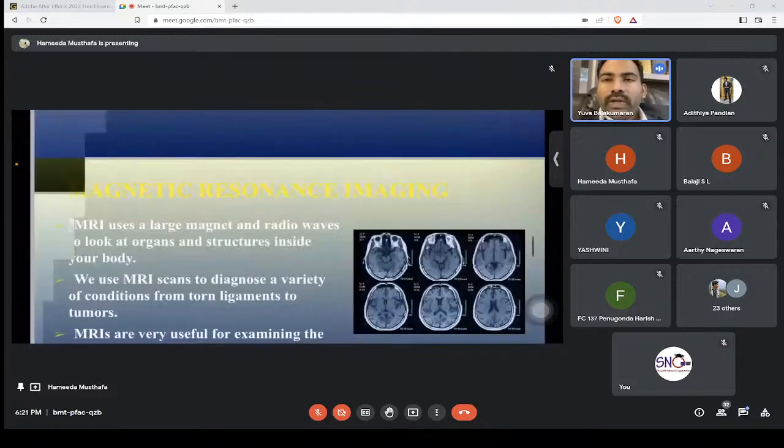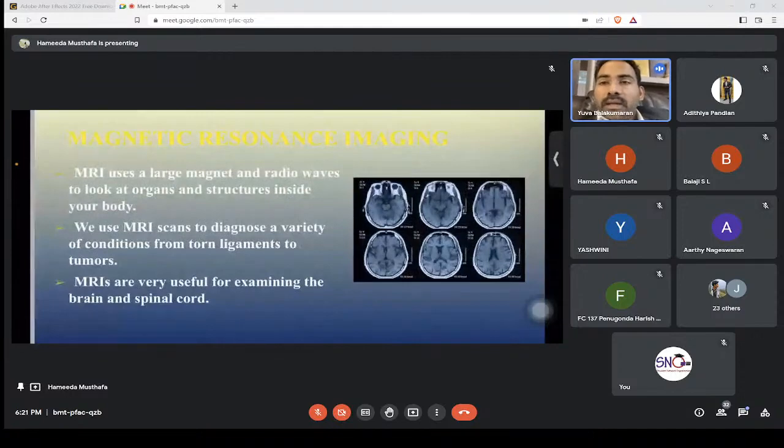It is not harmful for the body, but if the patient has any implants, steel or metallic implants, or a pacemaker, they should not take an MRI scan, because the magnet may interact with that and it may affect the patient. So MRI uses a large magnet and radio waves to look at the organs and structures inside your body. We use MRI scans to diagnose a variety of conditions from torn ligaments to tumors. MRI is very useful for examining the brain and the spinal cord.